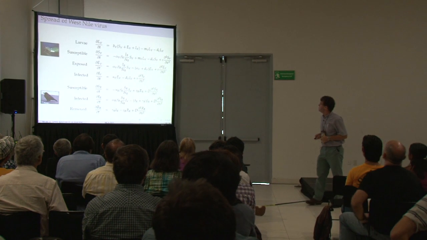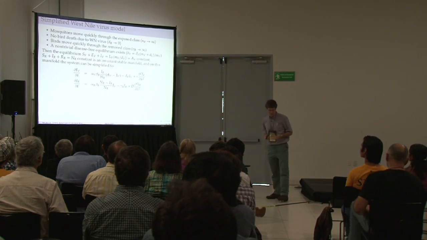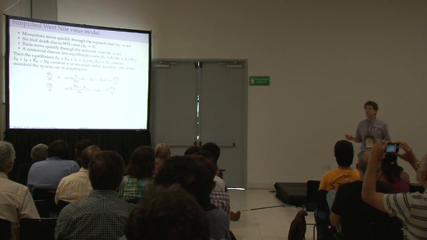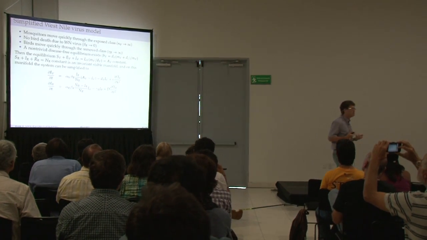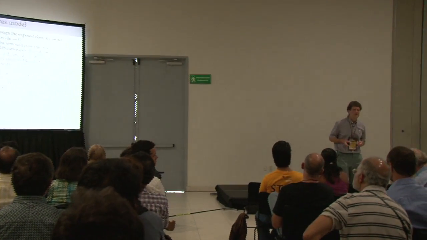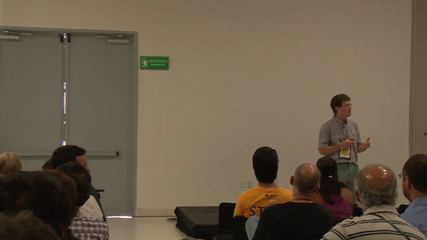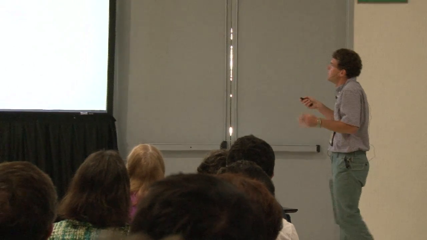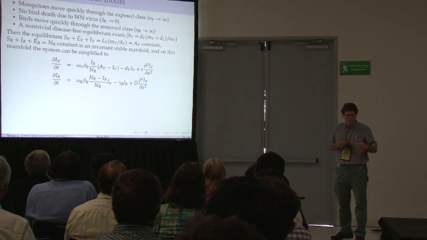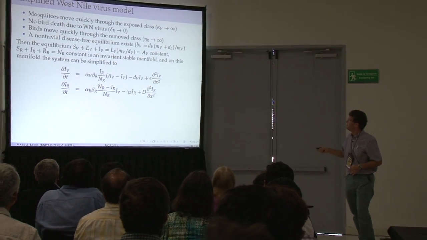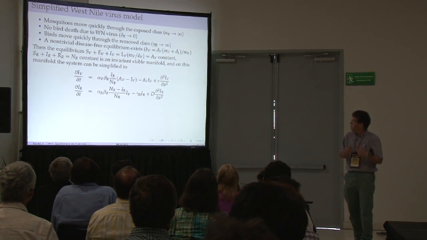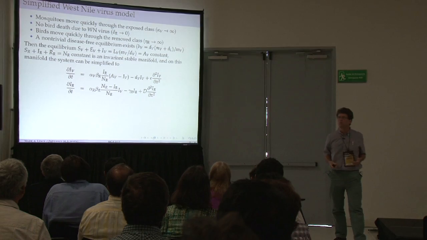So what kind of thing can you do here? Well, one approach one can take is to make assumptions that you know are wrong, and use them to get something that you can understand, and then to work backwards and find out the impact of those incorrect assumptions. Okay, so that's what we do here. We're assuming that mosquitoes move quickly through an exposed class, and the birds don't die from the West Nile virus, whereas some of them do, and so on. And also we assume that birds move quickly through a removed class and become susceptible again.